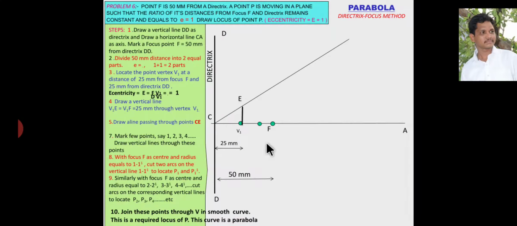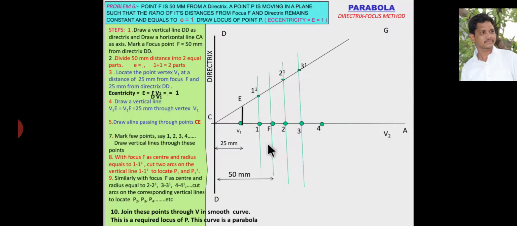Now mark a few points 1, 2, 3, 4 like this. Now draw vertical lines like this and name them 1 dash, 2 dash, 3 dash, 4 dash.